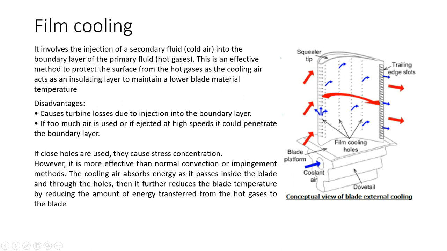So one thing is it causes turbine losses due to injection into the boundary layer. So you are actually disrupting the boundary layer by forming a film over it, correct? So if too much air is used or is ejected at high speed, it could penetrate the boundary layer. So it will destroy your boundary layer, so it will create boundary separation. So thereby the blade will stall and then uneven.